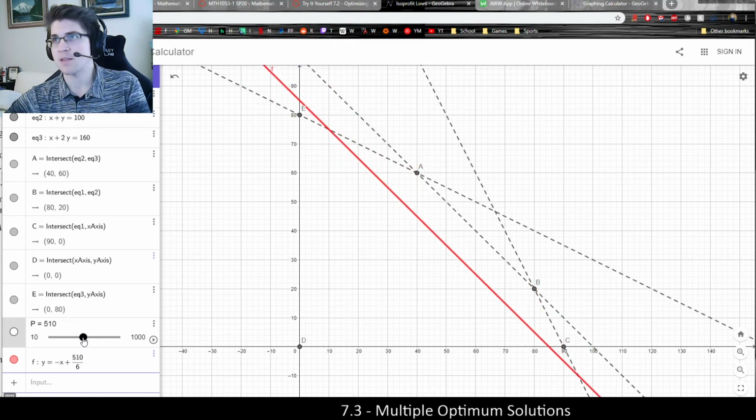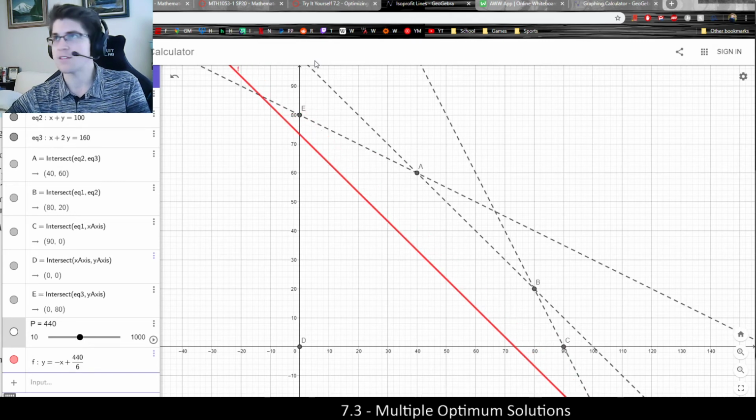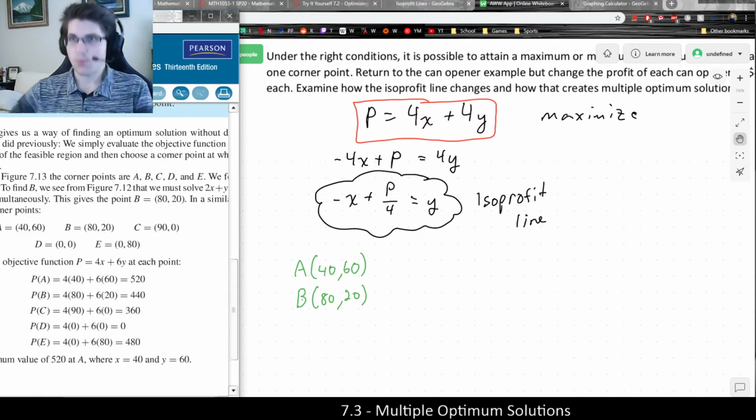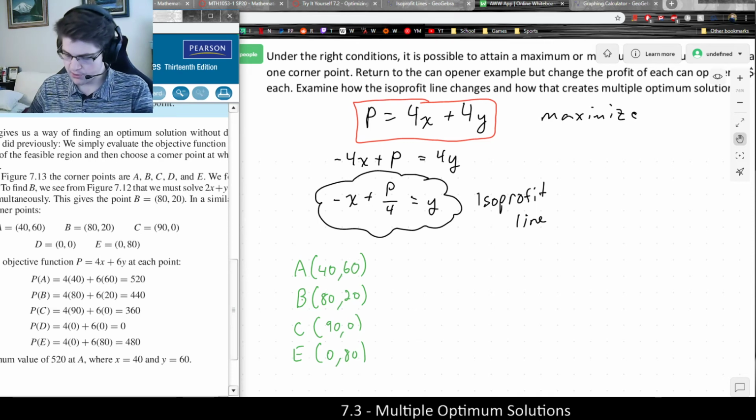The other ones should be less, but let's just go ahead and test E and C for the sake of argument. And D is obviously not going to be a solution, so I'll not bother with that. But point C was 90, 0, and point E was 0, 80. And I'm going to check each of those points in my profit function just to see what happens.